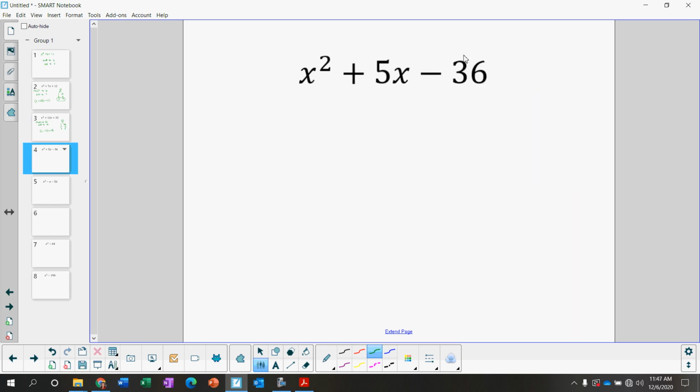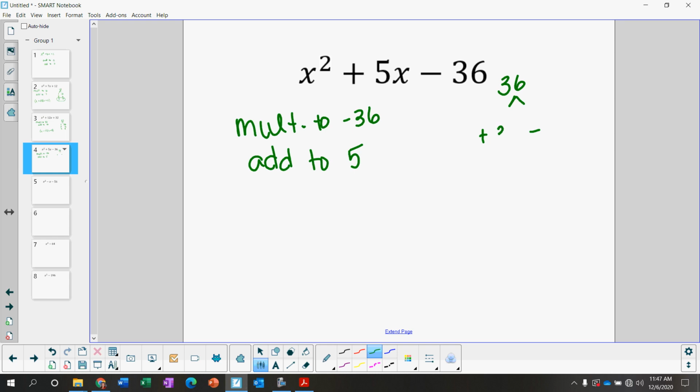This next one is a negative 36. So when I'm multiplying to negative 36, I know one's going to have to be positive and one's going to have to be negative. It's the only way we can multiply to a negative number. And we're going to add to positive 5. So that tells me that the bigger number should be positive. So that way I do bigger minus smaller, I still get a positive number.